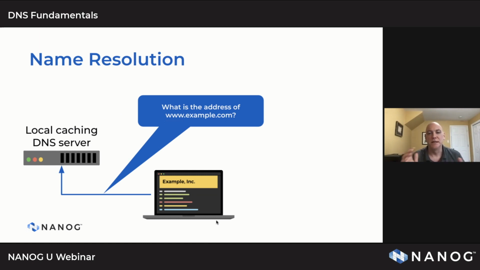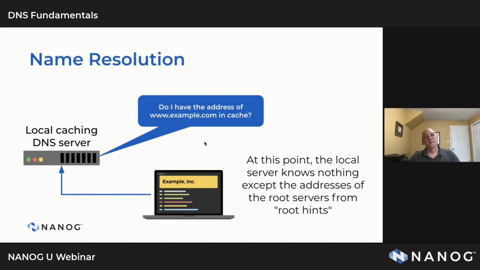So again, DNS wasn't designed for security. There are some ways that you can help that. There's also encrypted DNS. We'll talk about that a little bit later. But anyway, back to our example. I've got a name server that I'm using for whatever reason, whether I chose it or my provider chose it for me. I asked the question, what is the address of www.example.com?